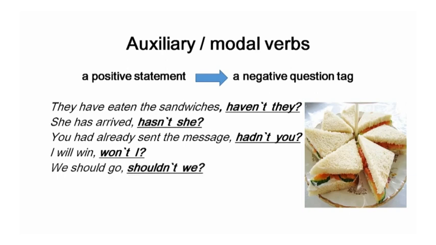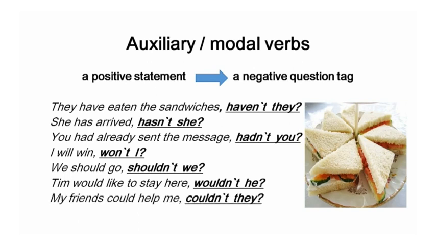We should go, shouldn't we? Again, should becomes shouldn't, and we add we. Tim would like to stay here, wouldn't he? Would becomes wouldn't, and we use he because Tim is the subject of the sentence.